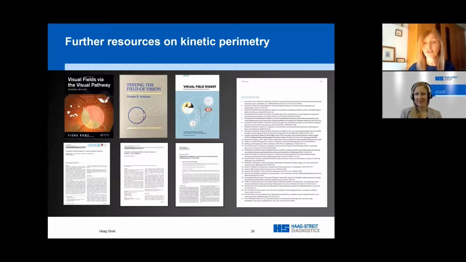But an alternative quick access to references specific to kinetic perimetry is to look at the reference sections in the various textbooks. In the Visual Field Digest, I can tell you because I've got it here beside me, it's page 233, and there's a full page of references there. But the same, if you look at some of the other textbooks, they will give reference lists at the end of each of their chapters and so on. So have a good read around the published literature as well as the textbooks.